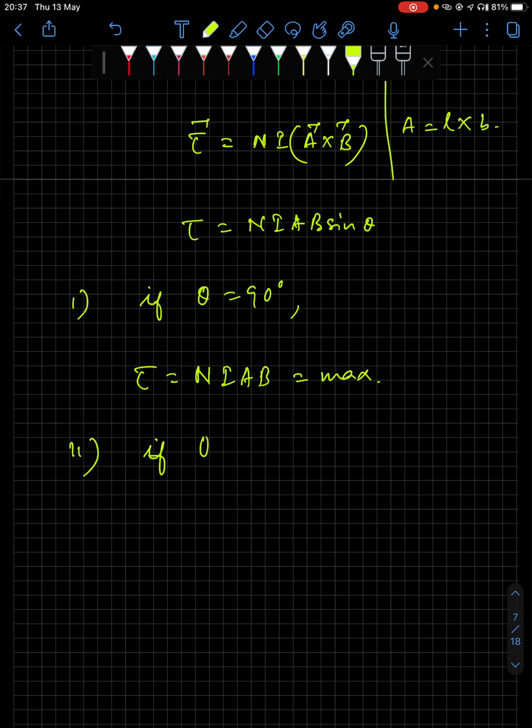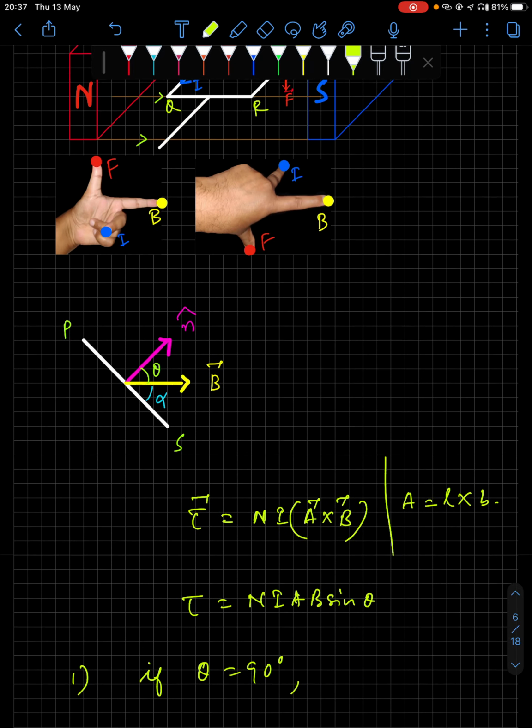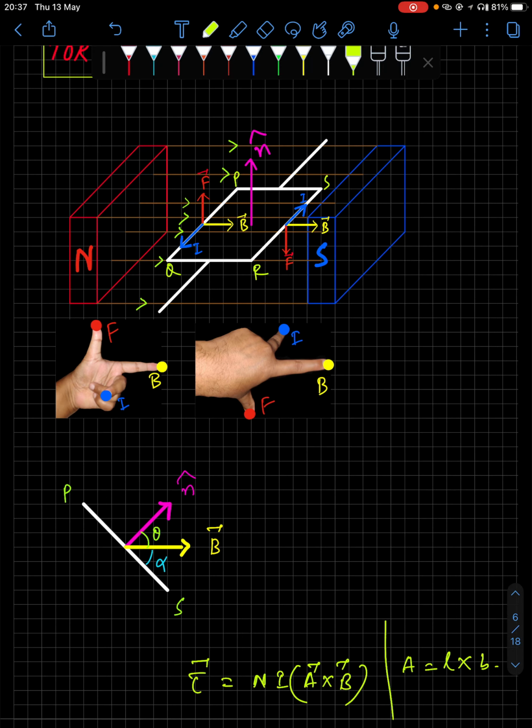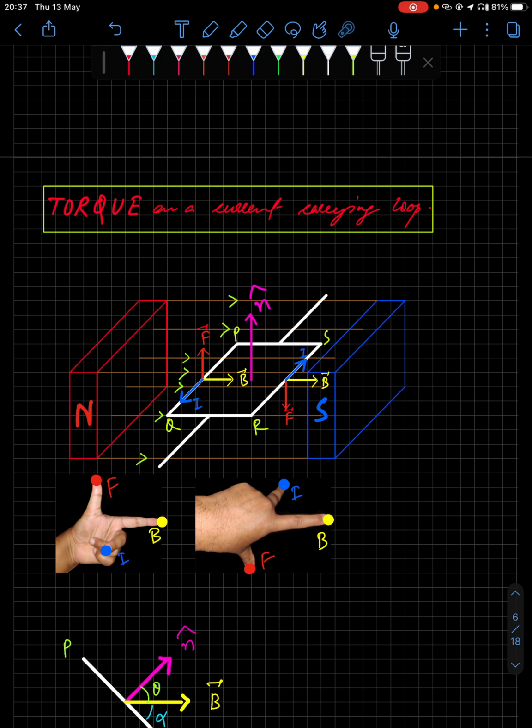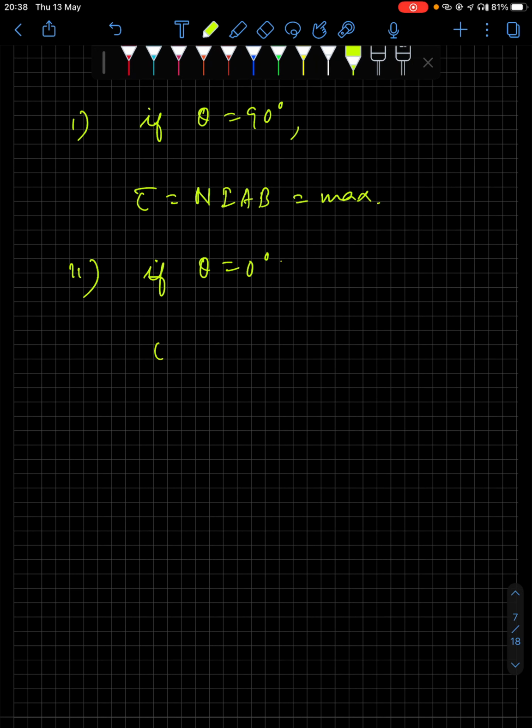Number 2, if theta equals 0 degree. Now in this case, the plane of the loop will be perpendicular to B vector. That means this loop will be aligned in this manner. And in such a case, you see n cap will be directed along B vector. So the angle between n cap and B vector will be 0. So if theta is 0, then tau equals NIAB cos 0. Sorry, NIAB sin 0, and sin 0 is 0. Therefore, torque comes out to be 0, which is the minimum value.